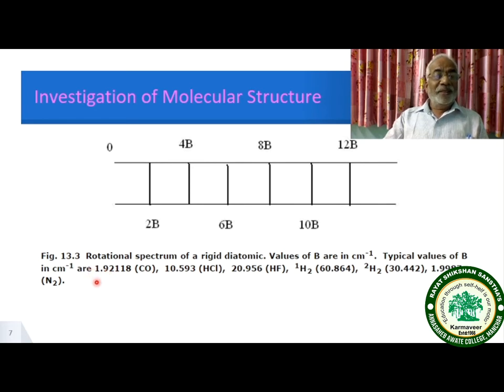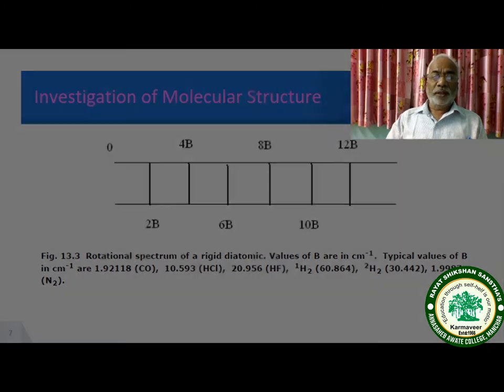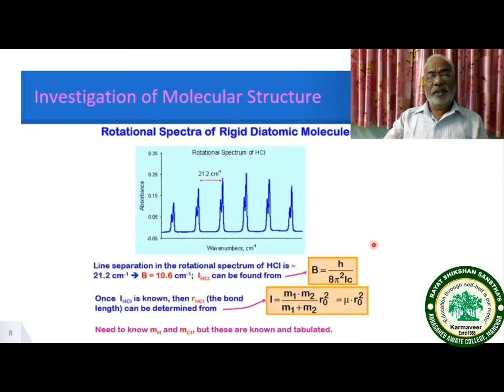It means the value of the rotational constant depends upon the atomic masses and the value of the moment of inertia, because the reduced mass is related to the moment of inertia, and the moment of inertia is inversely proportional to the rotational constant, because B is equal to h upon 8 pi square I into c. So B and I are inversely proportional to each other. Okay, now we consider the simple example of the HCl molecule.